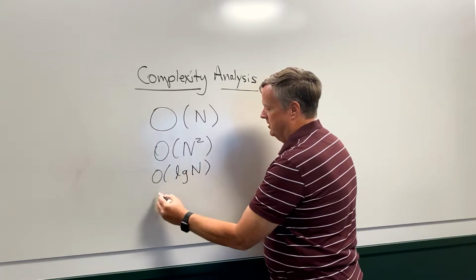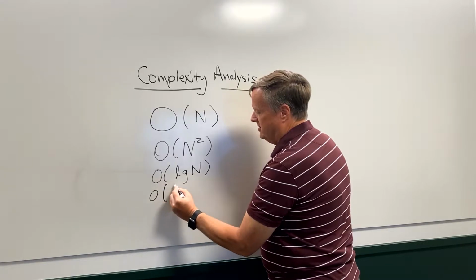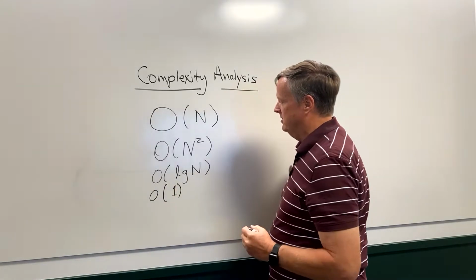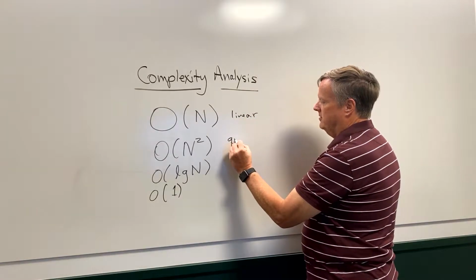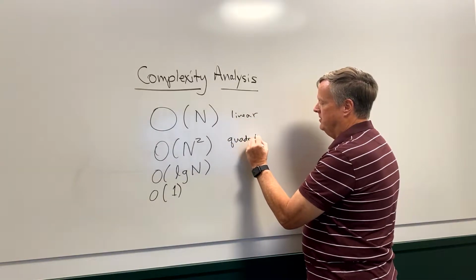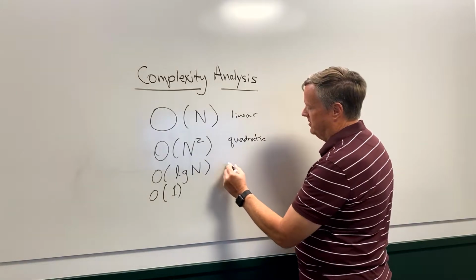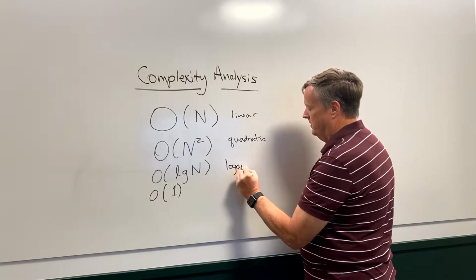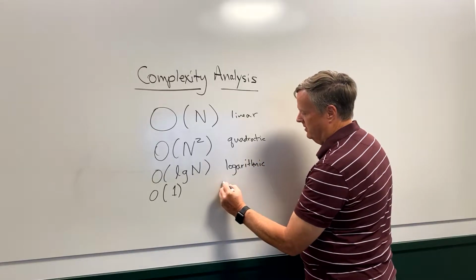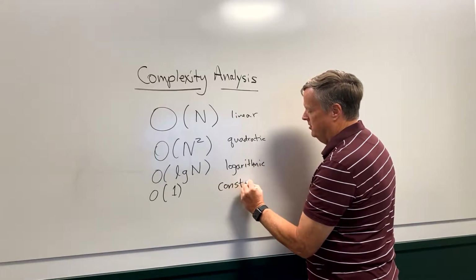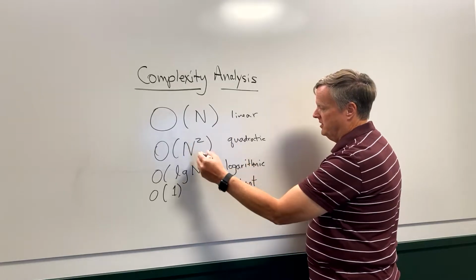Again, I'll go through these a little bit sooner. And then constant, we put a 1 in there, so it's constant. So linear, quadratic, these are the ones that you'll see the most often. And if you know and can kind of understand these, then you'll do fine. Logarithmic and constant.